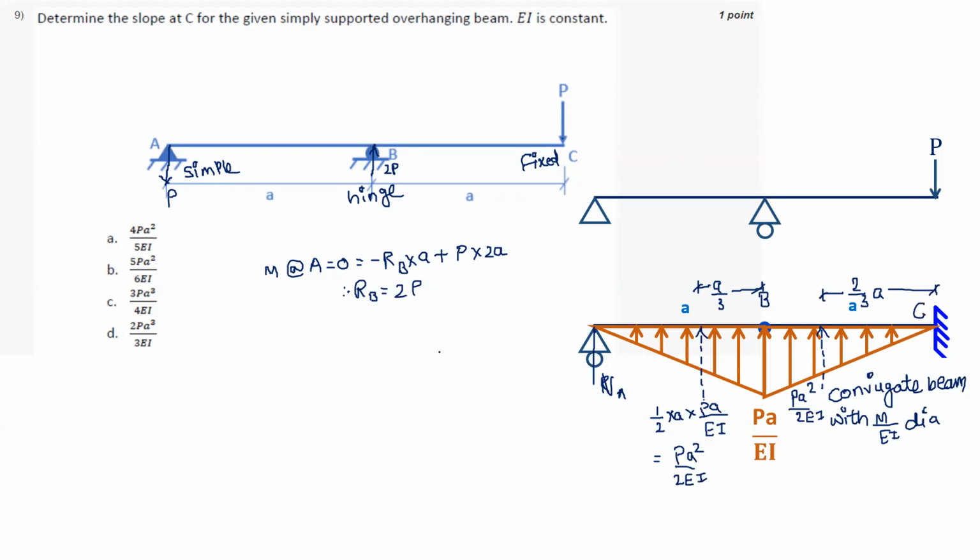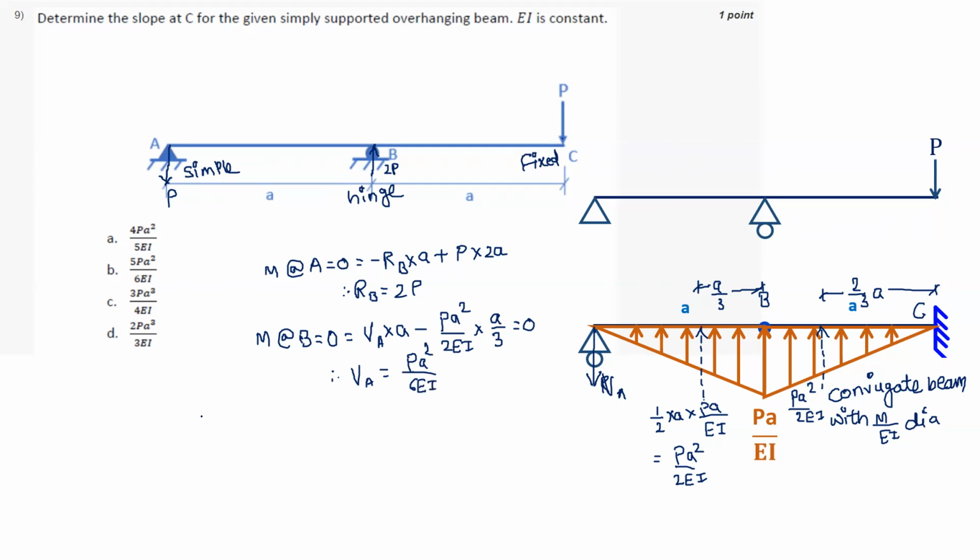Now first we will find the reaction VA. We are interested to find slope at C, so we have to find the reaction at C, for which we have to find VA. So we will take moment about B equal to 0. This VA will be in downward direction. So we get VA into A minus the triangular load PA square upon 2EI, which acts at A by 3, equal to 0. Therefore the value of VA will be PA square upon 6EI.